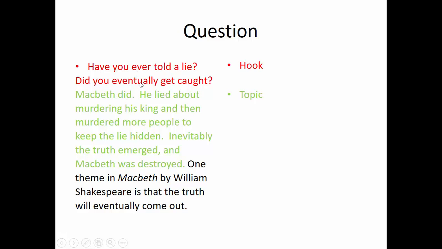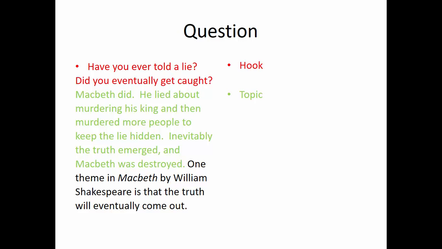So if you're going to start your essay with a question, make sure when you get into that general topic that you answer or directly address that question. So here the writer's saying, have you ever told a lie? Well, Macbeth did. So in some way, don't just put the question and run away. Deal with the question. Answer the question. Or let the topic lead into the topic with that question.